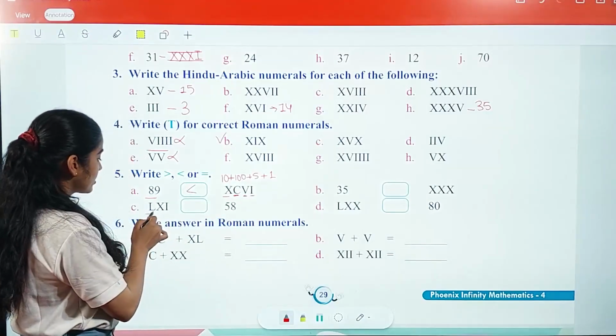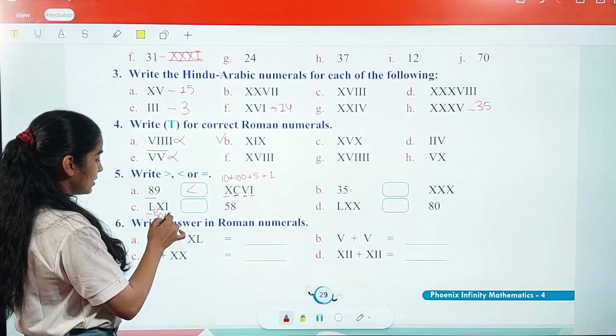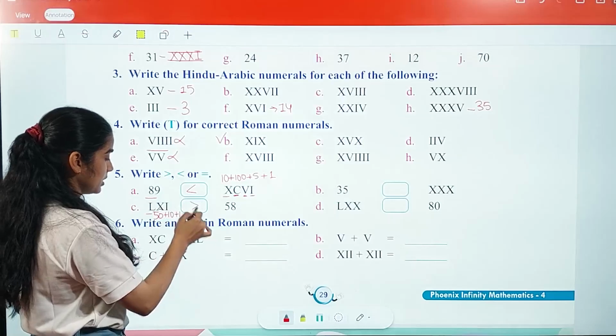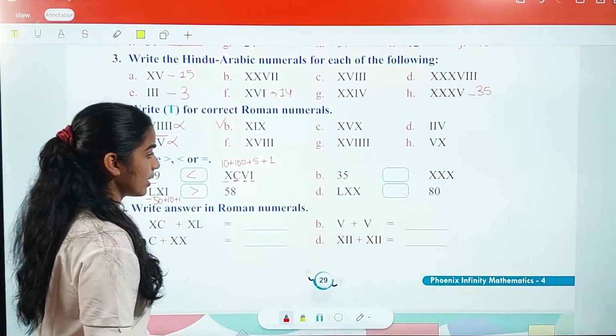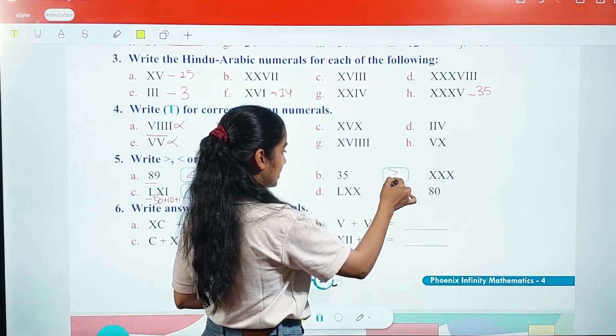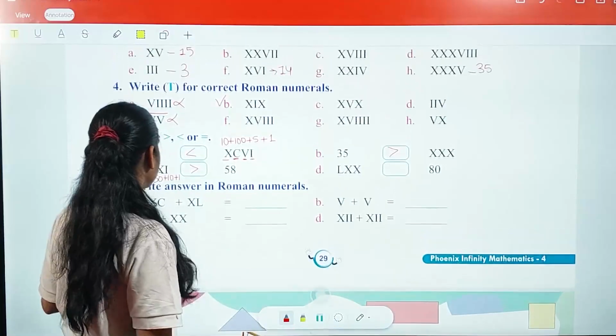Now L is your 50. Then this is your 10. And this is 1. So 60 and 61. This one is greater. So in the same way you have to do this. 10 plus 10 plus 10, 30 and this is 35. That one is bigger. Okay students, now write the answer in Roman numbers.